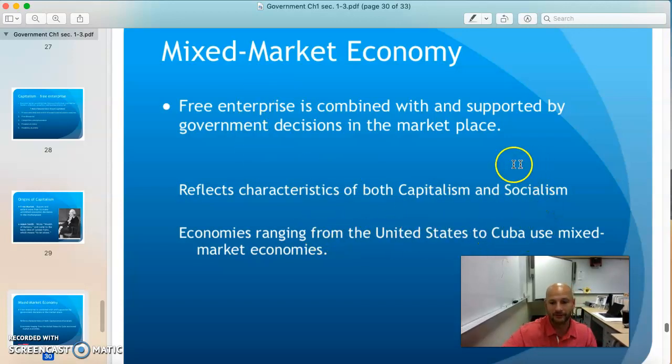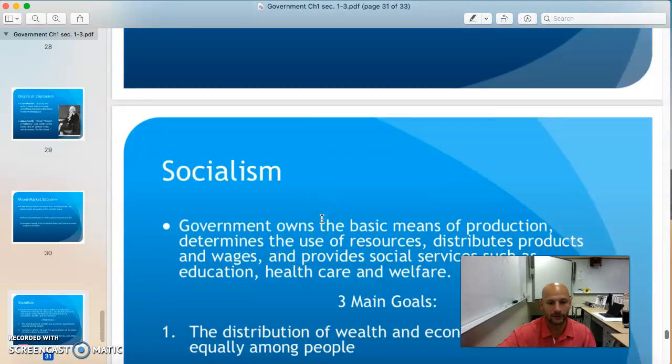Economies ranging from the United States to Cuba use mixed market economics. So we have a combination. You know what capitalism is, but we haven't gotten into socialism. So let's take a look at socialism.